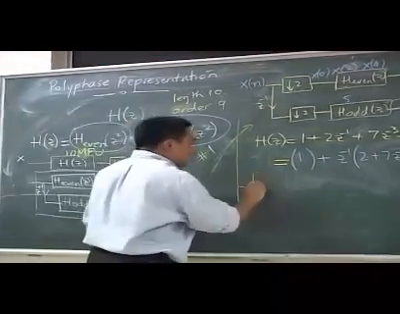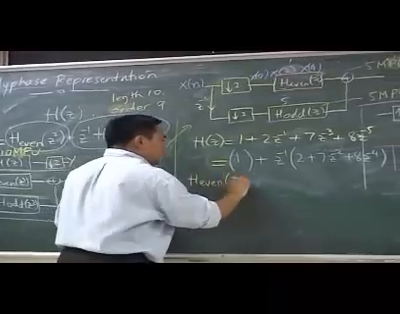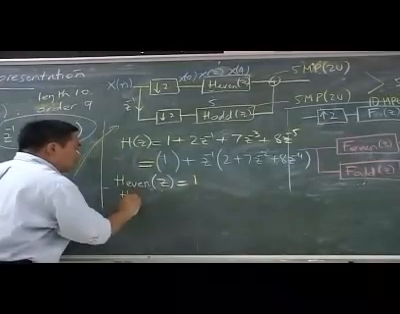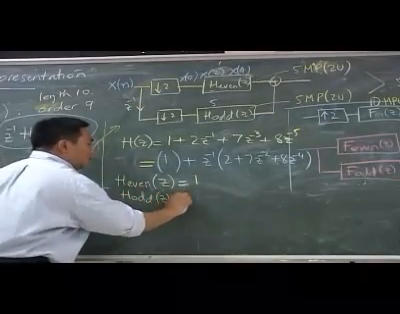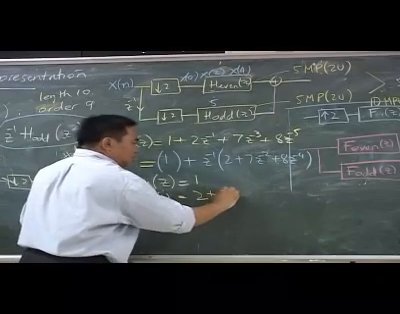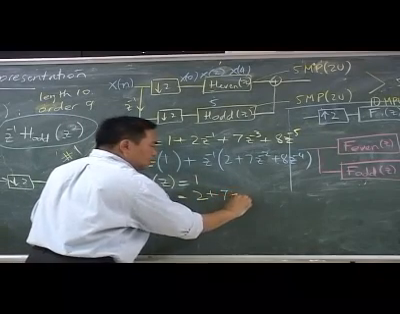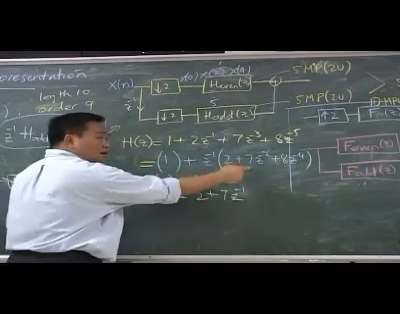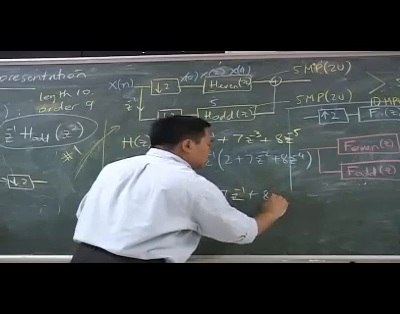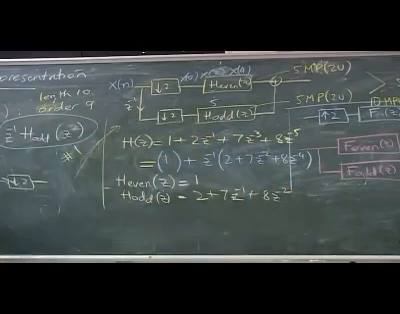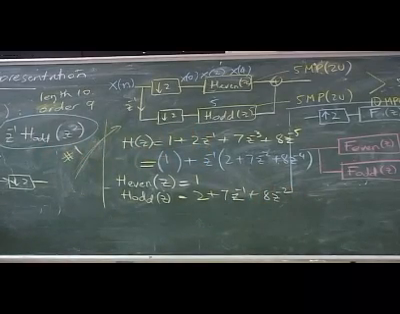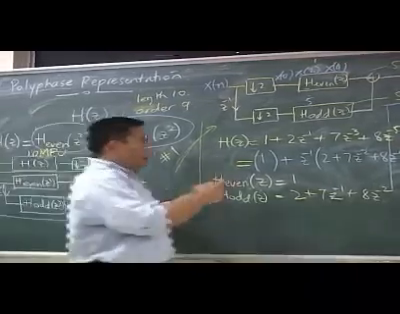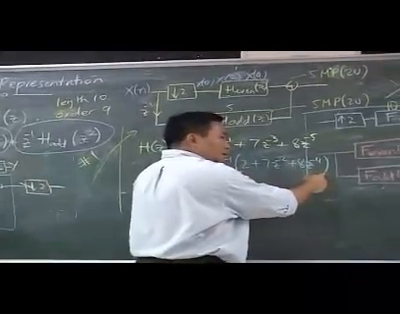So tell me what is H even of Z? 1. Just 1. What is H odd of Z? 2 plus 7 Z inverse. Right, because this is Z squared. 8 Z to the minus 2. That's how we do it. This is H odd of Z squared. X odd of Z.